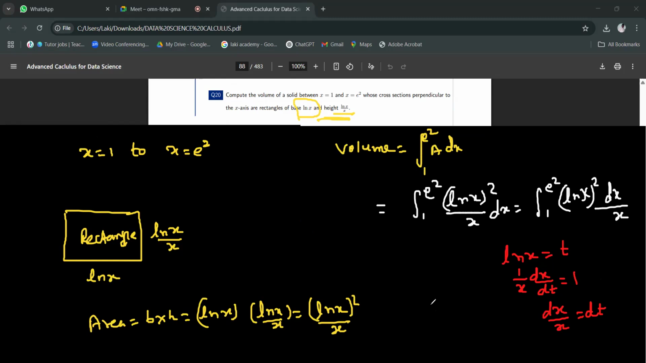So here we put integration for the area, and we put dx over x, then ln x equal to t. Then after that, differentiate this: 1 over x, dx by dt in this derivation.